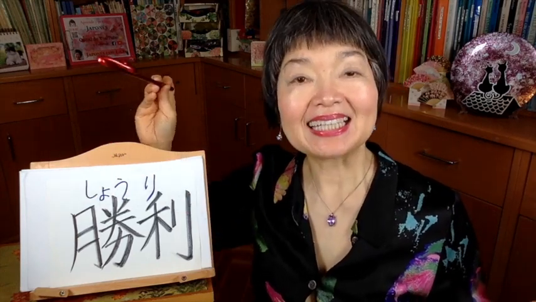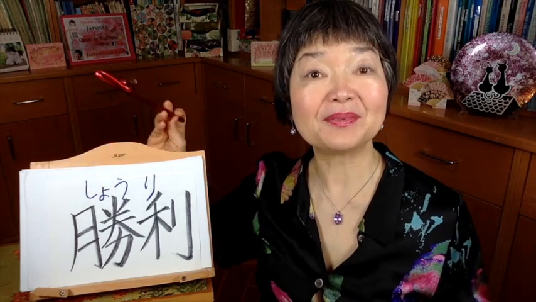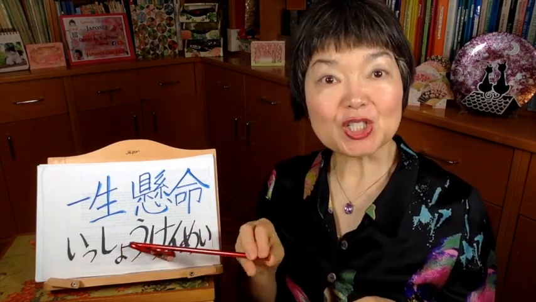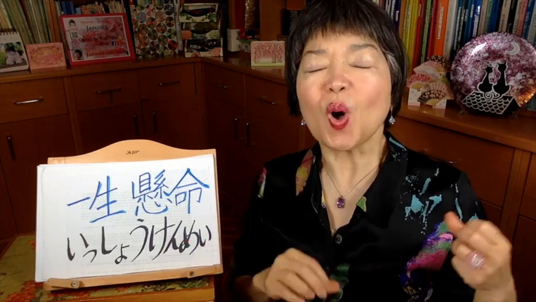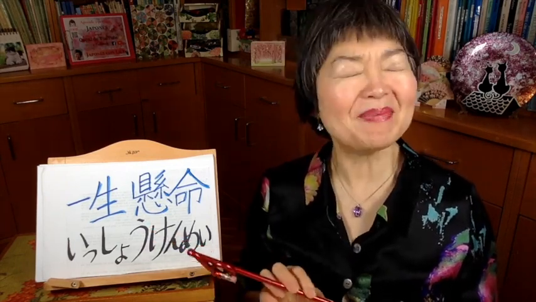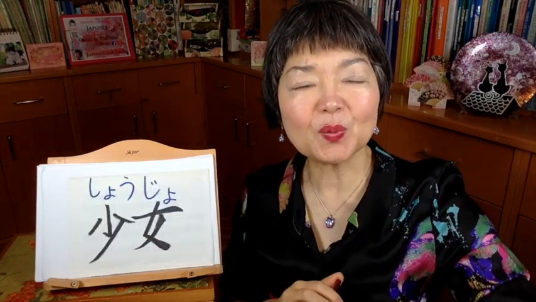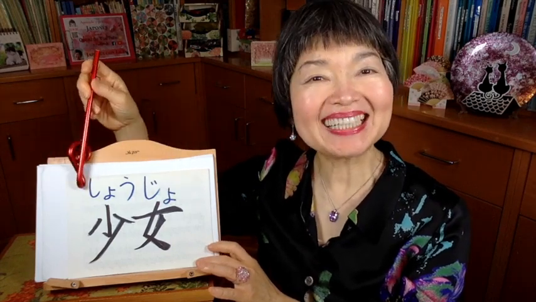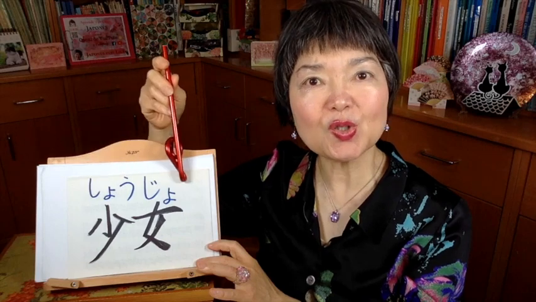And 勝利 is the noun. The meaning of 勝利 is victory. 一生懸命. This means with all my effort. For example, 一生懸命頑張りました. I worked with all my effort. I did it with all my effort.